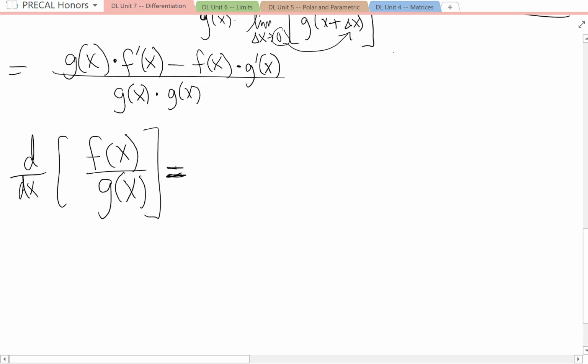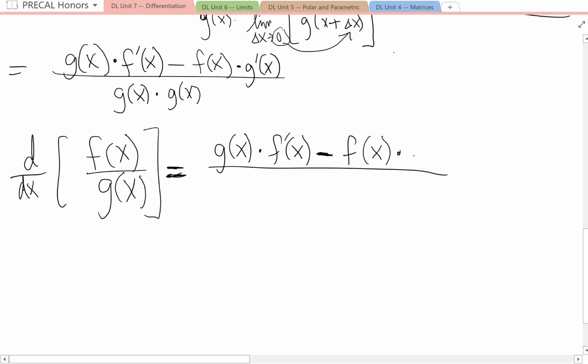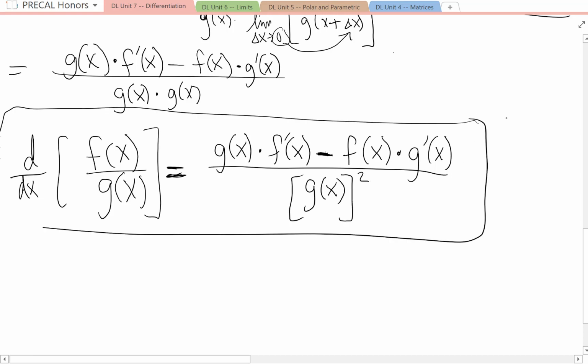The derivative of a quotient is the lower function times the derivative of the upper function minus the upper function times the derivative of the lower function over the lower function times itself, which is called squared. This is the quotient rule. Woo! How are we going to remember this?